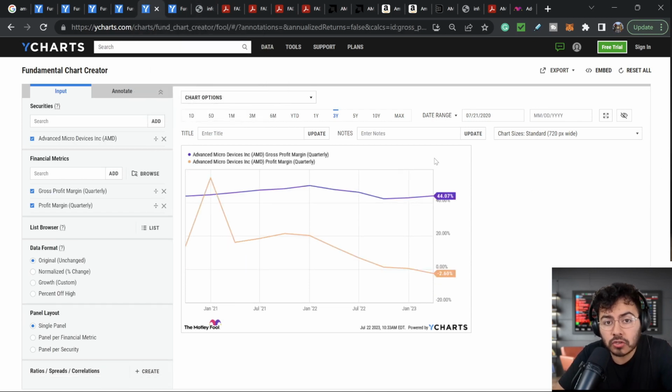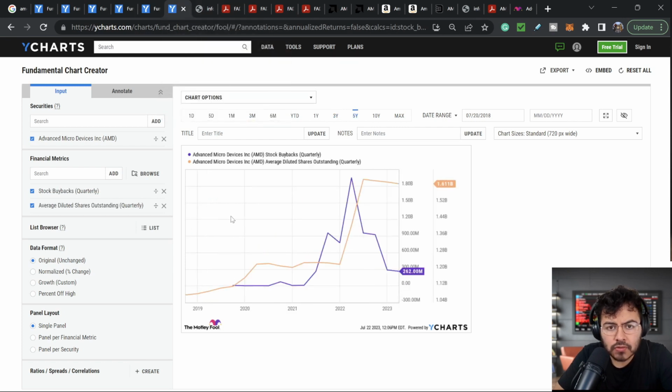We can see gross profit margins quarterly continue to be high. I do want to say 44% is not bad, especially for a hardware company. They do have niche markets like the data center and the embedded markets, which tend to have higher gross profit margins. And I do believe that's one of the benefits for them. Unfortunately, right now, due to inventory corrections, we can see profit margins are on the negative side. But it does seem like on average, we can probably expect profit margins to be closer to that 20%.